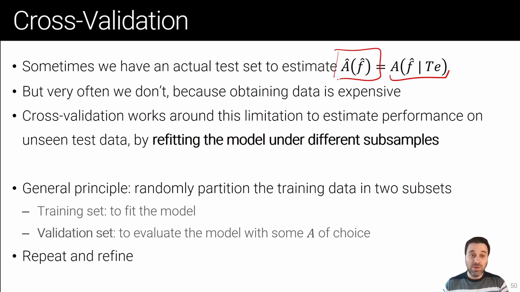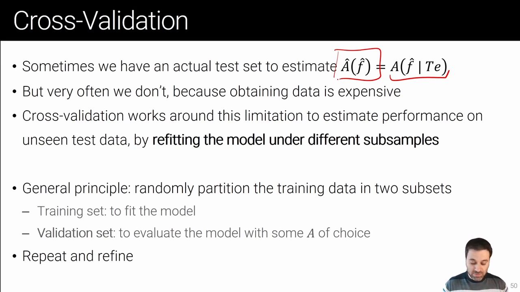And the second set is what we call the validation set. It's the one we're going to use to evaluate the model with the measurement of accuracy that we want, and it is going to allow us to estimate how the model performs on unseen data. So in a way, we have a validation set that acts as a test set. And what we do is repeat this process many times: randomly partition, use one set of the data to train the model, use the other set to validate the model, to test the model. We do that many different times, and so we have many different estimates of how well the model performs.